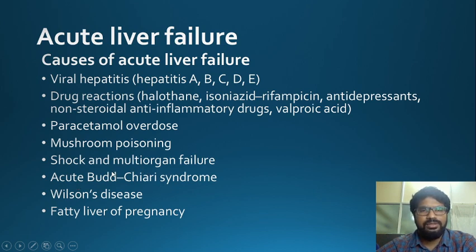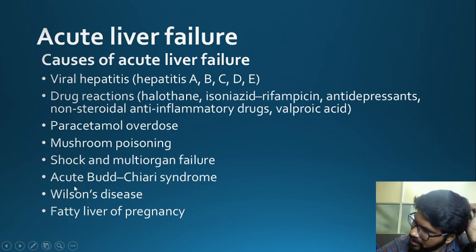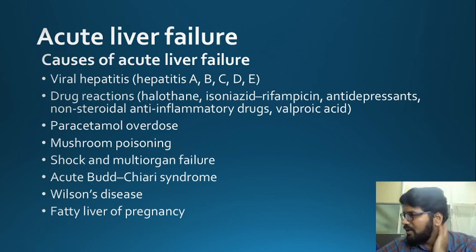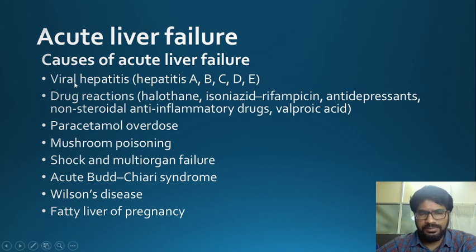Budd-Chiari syndrome is occlusion of the hepatic veins. When there is acute occlusion due to thrombus or embolus, there will be liver congestion, and finally it leads to fulminant hepatic failure. Then Wilson's disease, which is increased deposition of copper within the tissues, within the liver. And then the fatty liver of pregnancy.